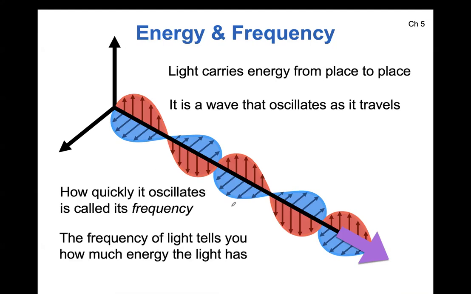How quickly it oscillates is called its frequency. So light has a frequency just like any repeating event, any repeating phenomenon. Like you have the frequency of a pendulum swing. You can have the frequency of a vibration. Then you can have the frequency of a wave, like even a wave on a string. Think of stringed instruments and the frequency or frequencies of sound waves.